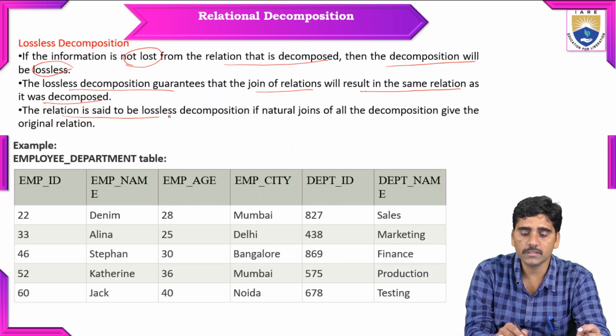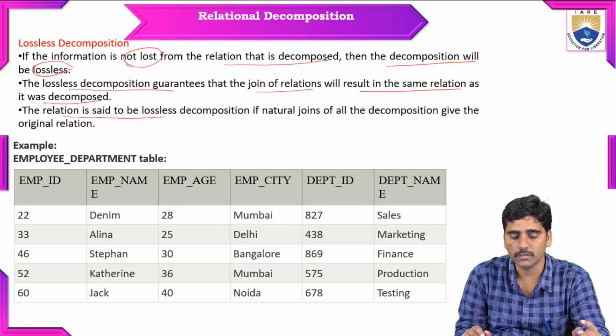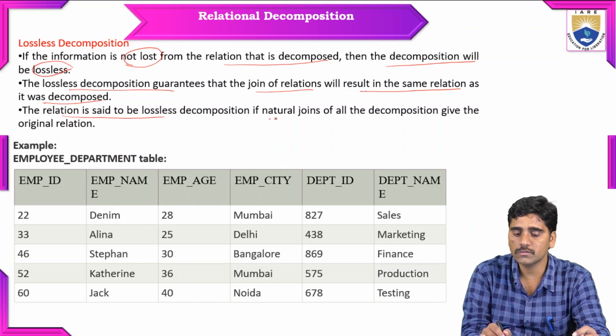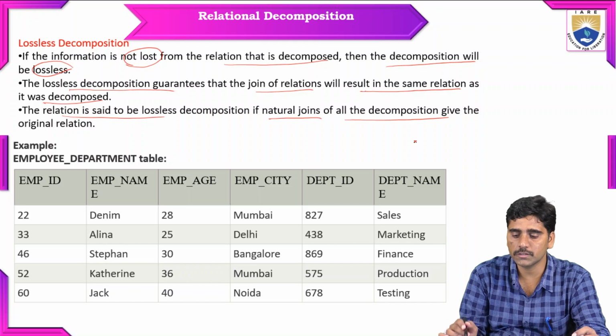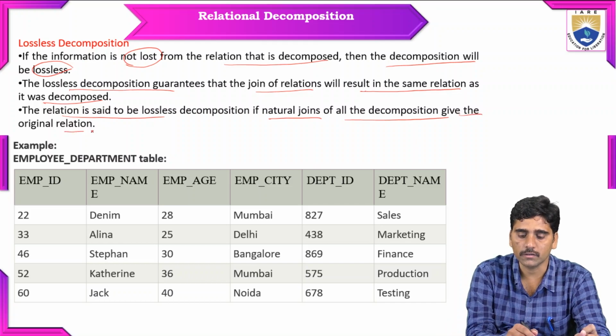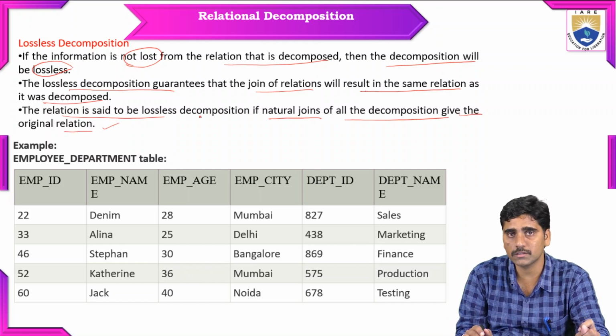A relation is said to be a lossless decomposition if the natural joins of all the decompositions give the original relation. So at that moment we can say that it is a lossless decomposition. The relation is in lossless decomposition.